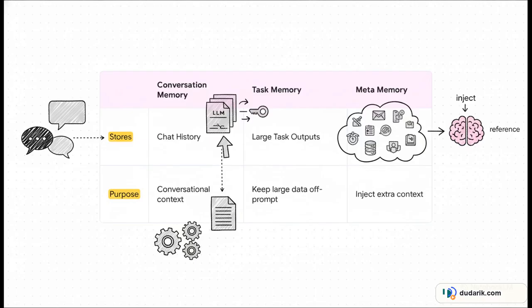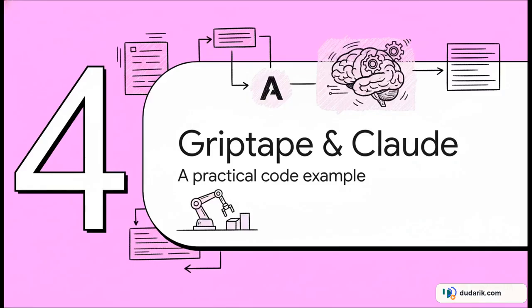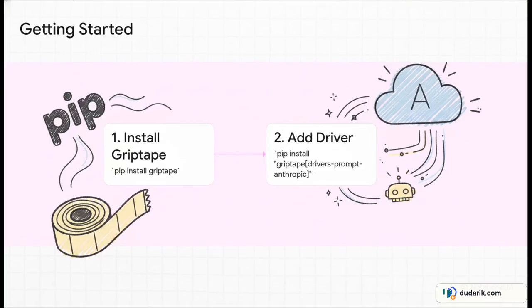This is a massive deal for building complex, real-world apps. All right, enough theory. That all sounds great, but let's see what it actually looks like in practice. We're going to walk through a super simple, minimal code example using Griptape with Anthropic's Claude. And getting started is about as easy as it gets.